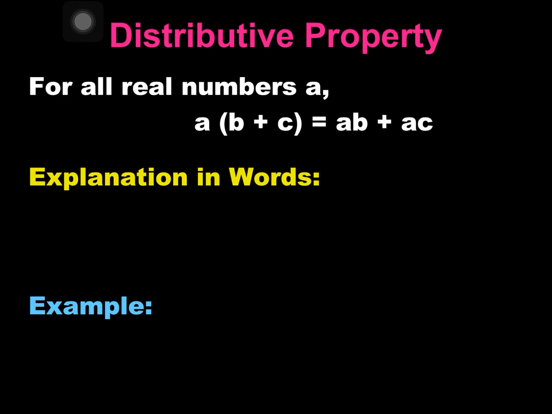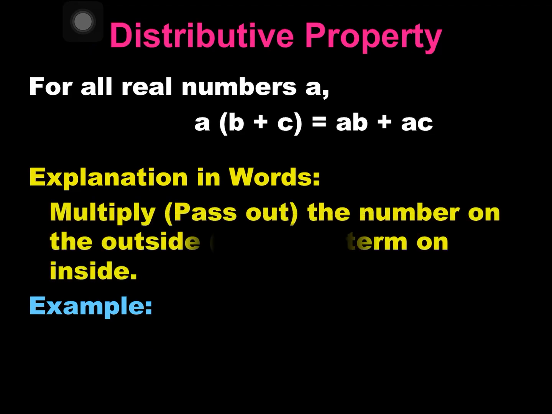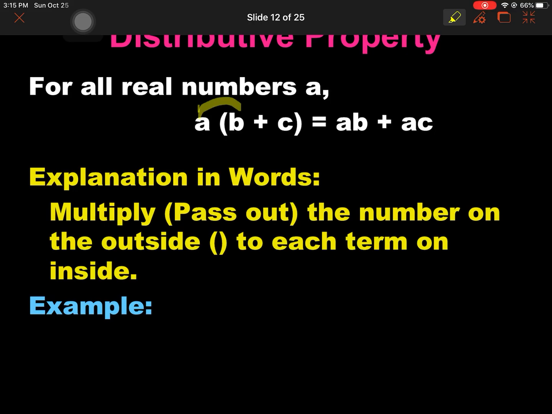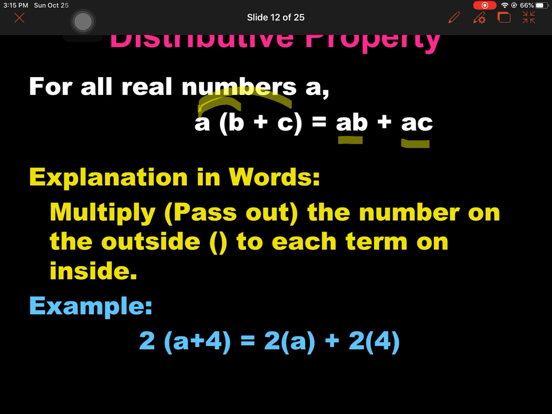Distributive property, we talked about this before fall break, and so this is where you multiply or pass out. We call it the pass out property. You multiply the number on the outside of the parentheses to each term on the inside. And so when we look at this one, we're bringing this a into both. And so it becomes a times b plus a times c. And if we look at our example here, we would have 2 times the quantity of a plus 4. And so you'd multiply 2 times the a, and you'd multiply the 2 times the 4. And so when we simplified it, and this is what we're getting to with that algebra concept, it'd be 2a plus 8 is the simplified version after you multiply through.